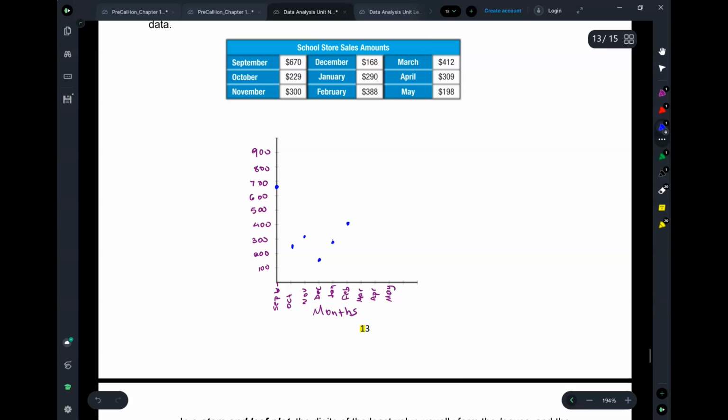I know it's hard when the grid lines aren't shown. March, there is about 412. So what you can also do is if you have a ruler, you can sort of put your ruler here at the 400 mark. And then at March, go up and do 412, right? And then April, 309. And then May, 198.